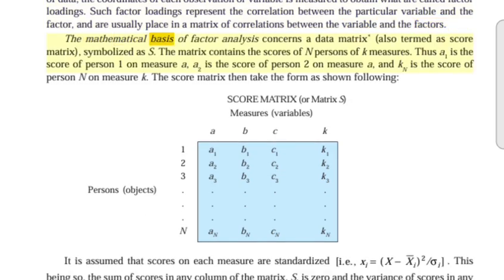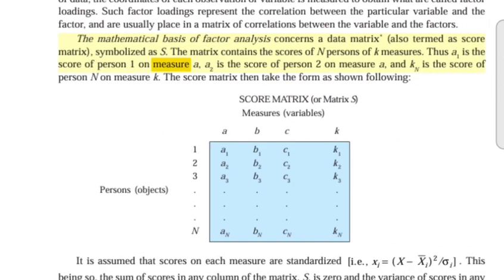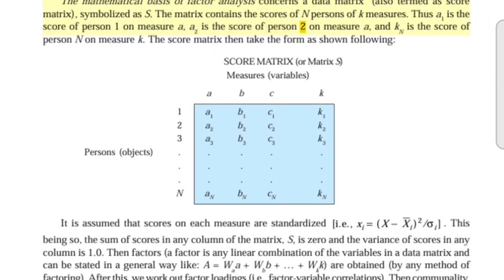The mathematical basis of factor analysis concerns a data matrix, also termed as score matrix, symbolized as S. The matrix contains the scores of n persons on k measures. Thus a1 is the score of person 1 on measure A, a2 is the score of person 2 on measure A, and kn is the score of person n on measure K. The score matrix then takes the form as shown following. Score matrix or matrix S: measures or variables A, B, C, K; persons or objects 1, 2, 3, up to N.